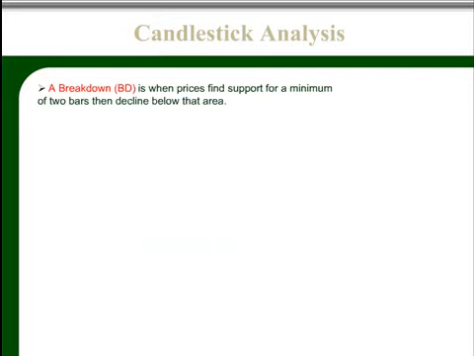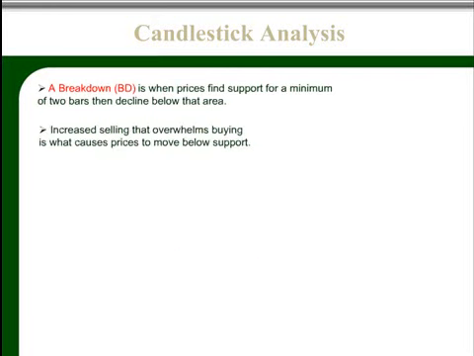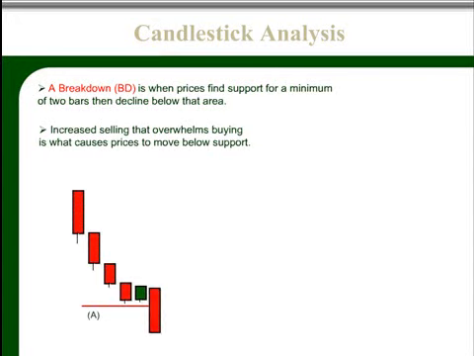A breakdown is when prices find support for a minimum of 2 bars, then decline below that area. Increased selling that overwhelms buying is what causes price to move below support. Prices decline on pattern A until they found support for 2 bars. Mark off the lowest point of the 2 bars as support. When prices decline below support, that is when a breakdown has occurred.